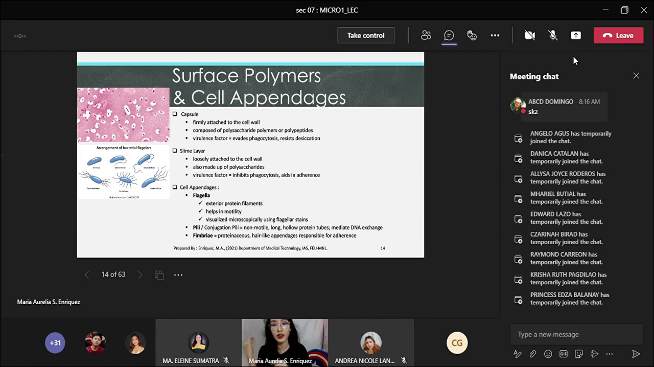Okay, so again, the conjugation pili does not help with the motility, but it is used during transfer of genetic material. Next is fimbriae. These are proteinaceous hair-like appendages that are much smaller than pili and are responsible for adherence. So ito po yung size differences nila as shown here in this illustration.